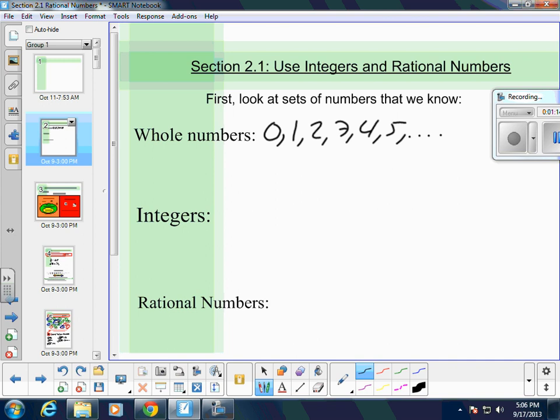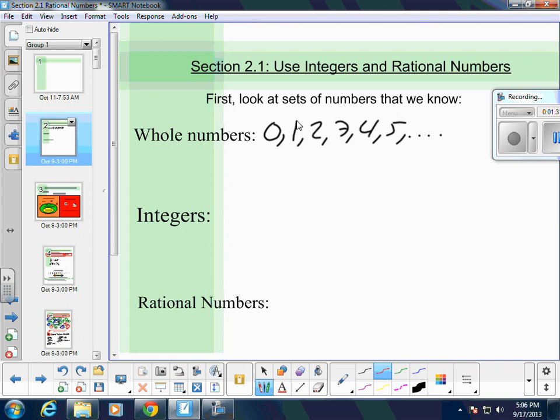So 1,000 would be a whole number. 82,561 would be a whole number. 2 billion would be a whole number, and every number after that too. Any number that doesn't have a decimal, numbers that we could count up to, all positive numbers.